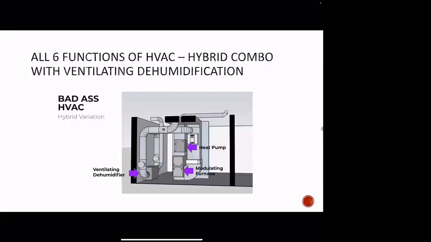And then here's one that we'll probably see quite a bit. This is a hybrid variation, or dual fuel system. So, heat pump with our gas furnace, same thing with our BAD, our filtration, our humidification. We have what we call a ventilating dehumidifier that takes air in from outside, runs it through the dehumidification, helps filter it, and dehumidifies it before putting it back into the system. Also, it's spot dehumidifying, or you can dehumidify the whole house.